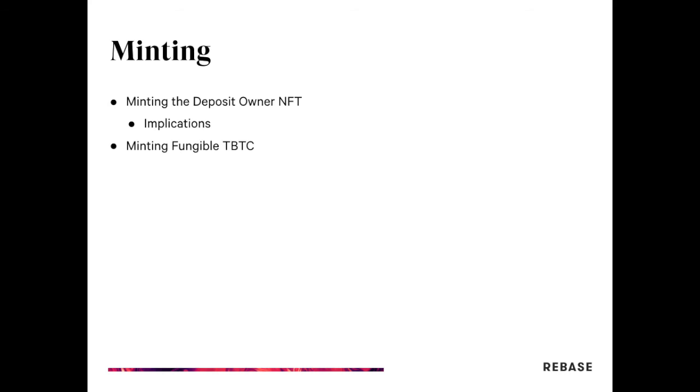So let's talk about minting the deposit owner NFT. After the deposit is made, the depositor can submit proof of their funding transaction. The depositor gets a non-fungible token called the deposit owner token. The deposit owner token is tied to the UTXO of the initial deposit, and it enables the holder exclusive rights to redeem that deposit. The implications of this are that it localizes attacks, because attacking one deposit will only affect that deposit and not others.